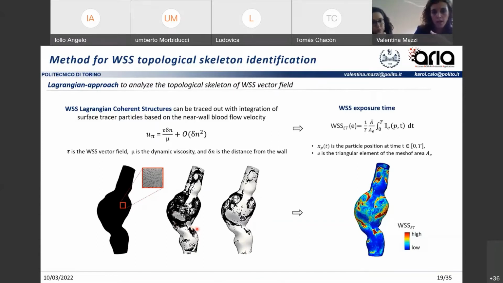Here we show an explanatory example with the initial distribution of the particles, the position of particles after one cardiac cycle, and the position of particles after two cardiac cycles. And we can observe that particles are attracted to a wall shear stress coherent structure. Moreover, from Lagrangian processing of wall shear stress data, we can compute the wall shear stress exposure time to quantify the amount of time that particles spent near the wall.